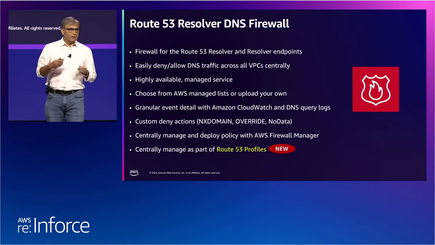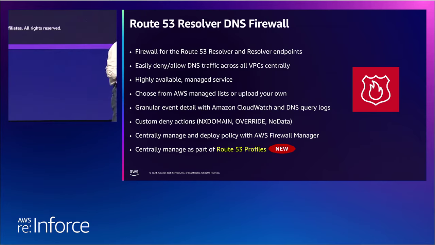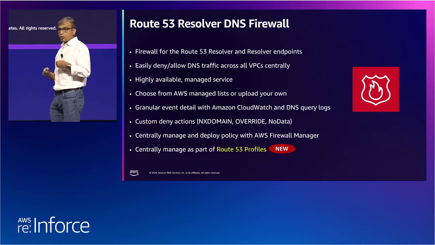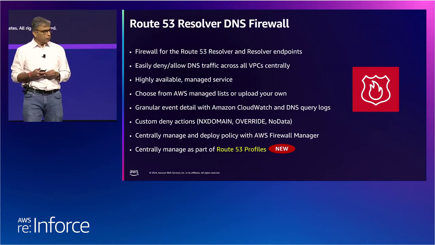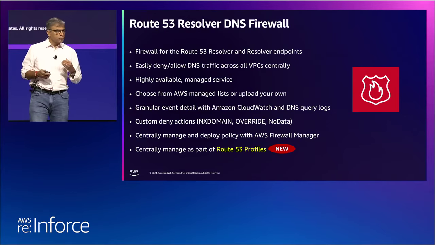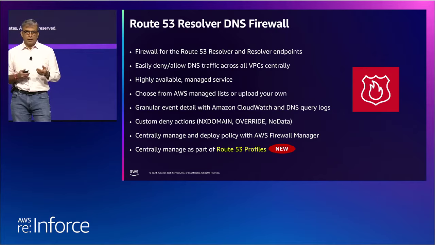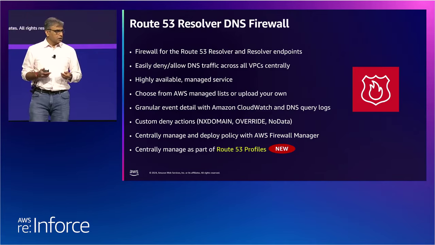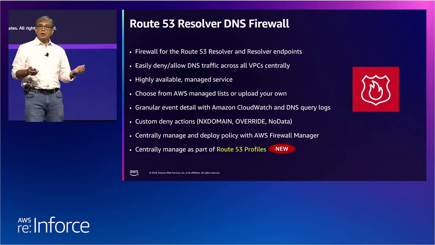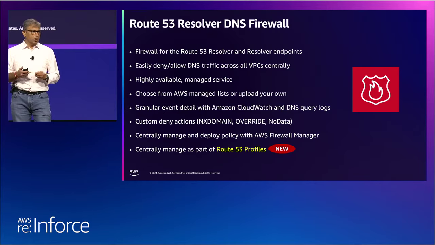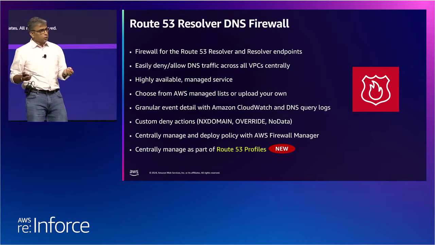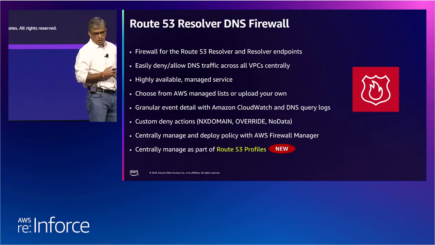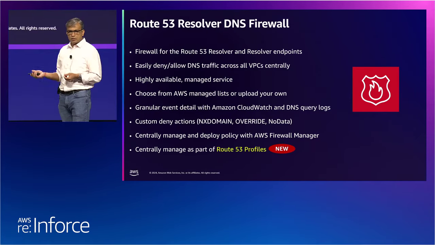So we looked at security groups, NACLs, and reasons to go beyond them. Let's take a look at Route 53 Resolver DNS Firewall. It's a DNS firewall for Route 53 Resolver and resolver endpoints. It allows you to easily allow and deny outbound DNS traffic that is originating from your VPC. It's a highly managed and available service, and you can either create your own custom domain list, or use the AWS managed list to either allow or block a particular domain. It allows you to configure custom deny actions, and also integrates nicely with AWS Firewall Manager.